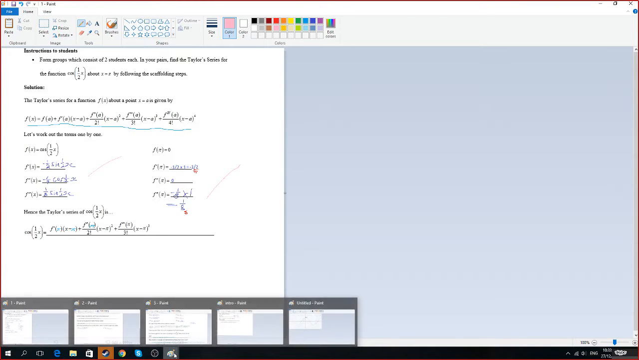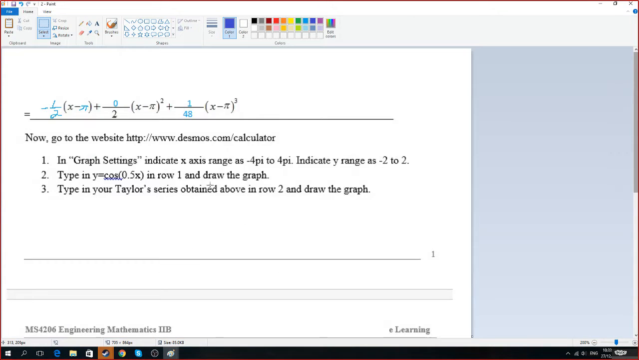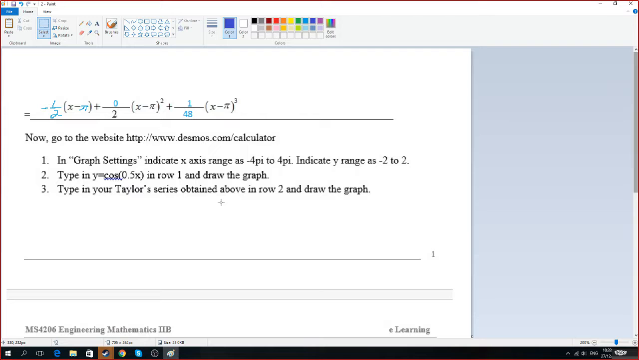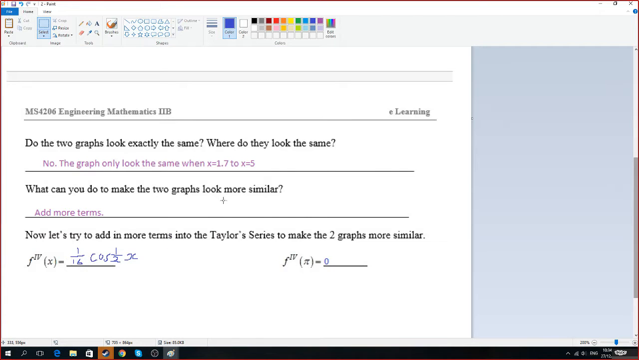Then you input them using the Taylor series formula and got this. Hence the Taylor series for cosine half x is that. After that, we will show the graph later, but we'll proceed to the questions.